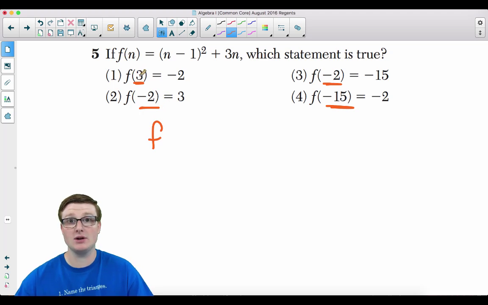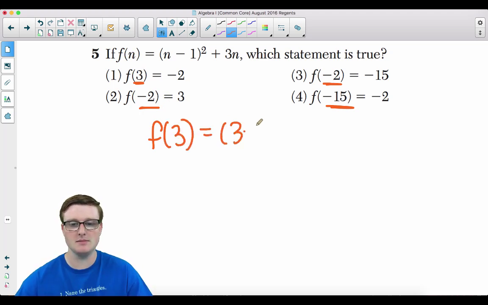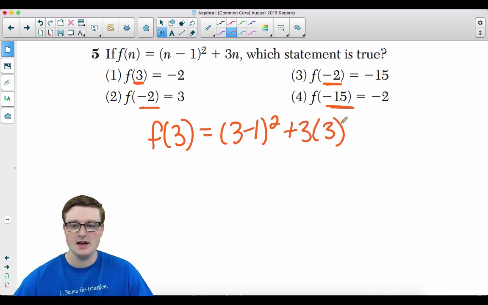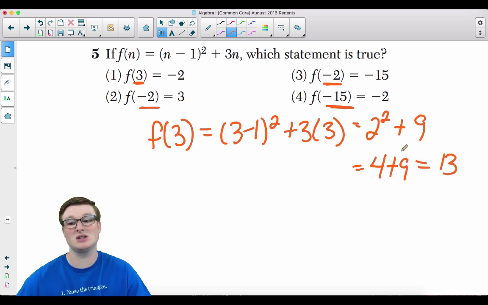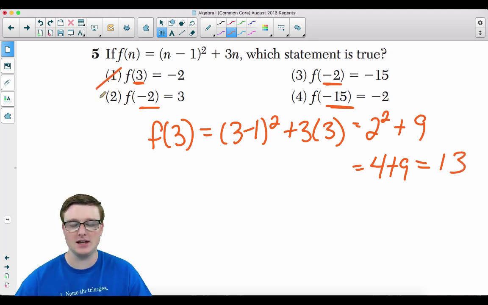So if we take 3 and we plug it into the function, f of 3 is equal to (3 minus 1) squared plus 3 times 3. Okay? This will give us 3 minus 1, which is 2 squared, plus 3 times 3, which is 9. So that will give us 4 plus 9, which is equal to the number 13. So f of 3 is equal to 13. So that's not given. That's showing negative 2. So that's not the answer.